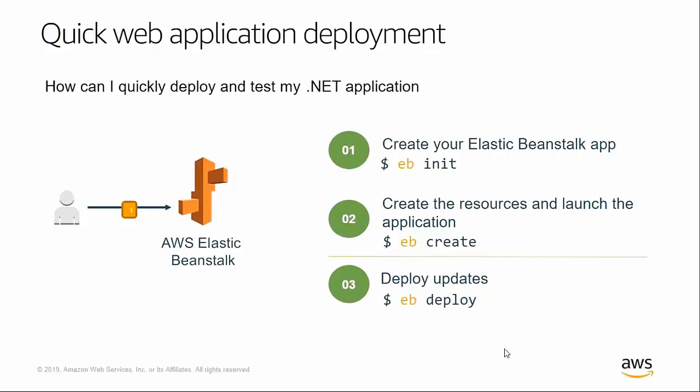Any changes that you make to your code at that point could be pushed to that application using a simple command called eb deploy. Updates are usually applied within 1 to 2 minutes of deploying those code changes. So it really is that simple to get up and running using the eb CLI with your .NET application.